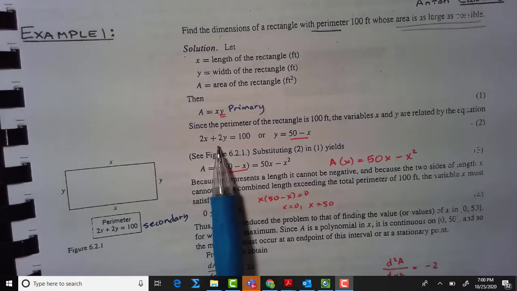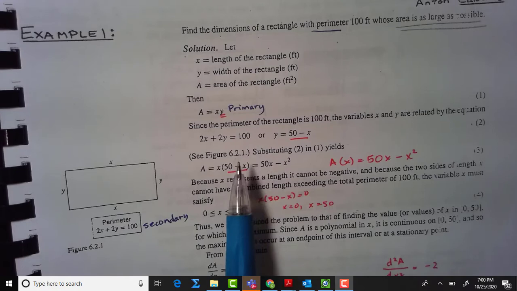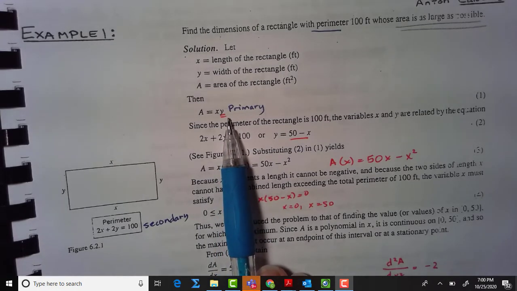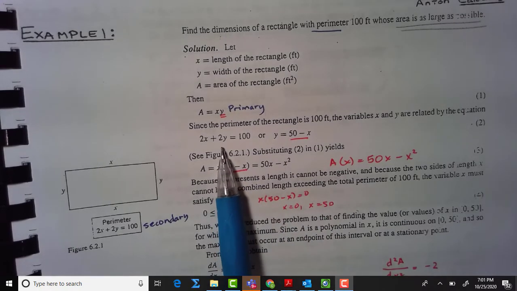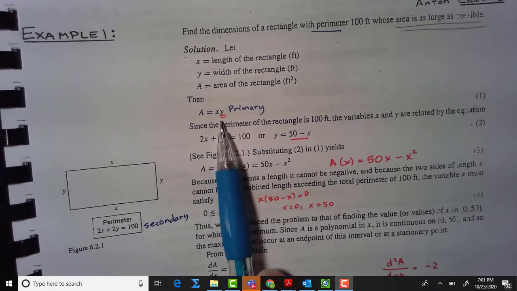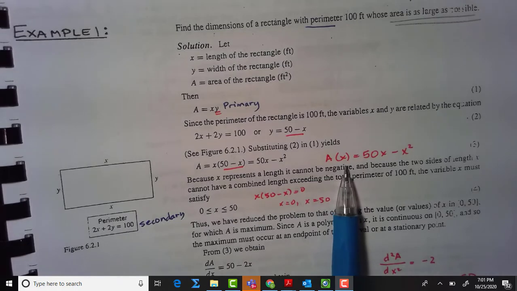We can divide everything by 2, and we can also recognize that we're going to use this equation to substitute into this equation to get an area in the form of one variable. So why don't we take this and solve it for y? y equals 50 minus x. Substitute 50 minus x right there. And we now have our area formula. And now we are ready to take the derivative.